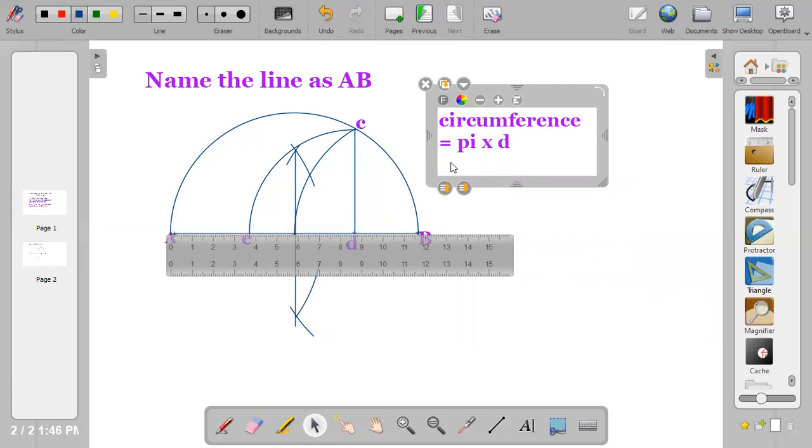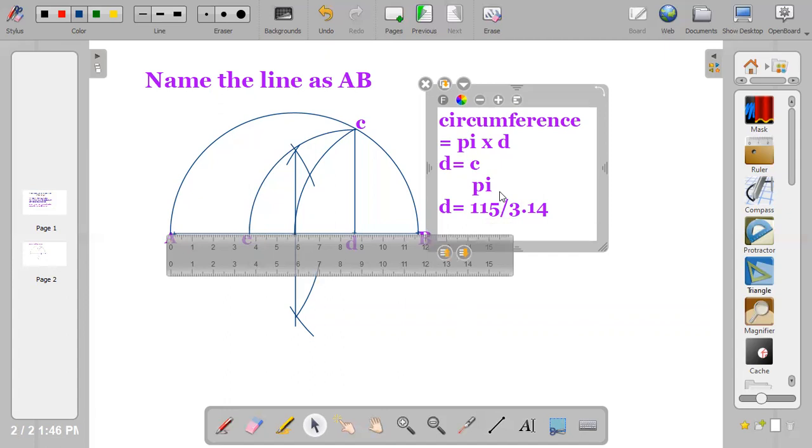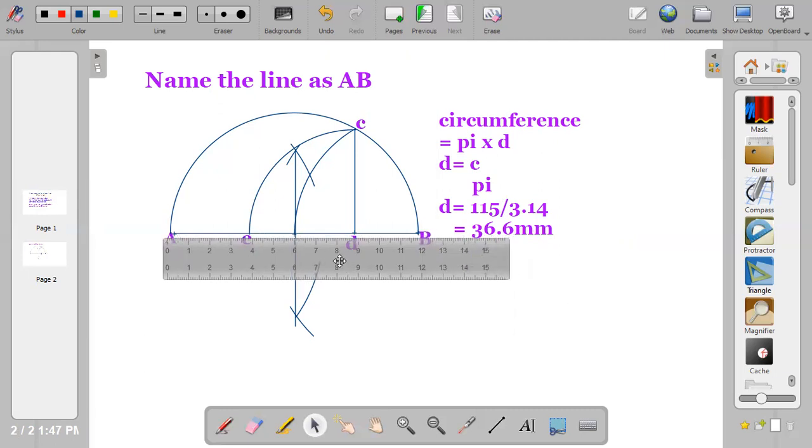So we have d equals C, which is the circumference, over pi. So D equals, the given circumference is 115 divided by pi. Pi is 3.14. When you calculate this, 115 divided by 3.14, your D will be equal to 36.6 millimeters. So when you take this to centimeters, you get the same answer.